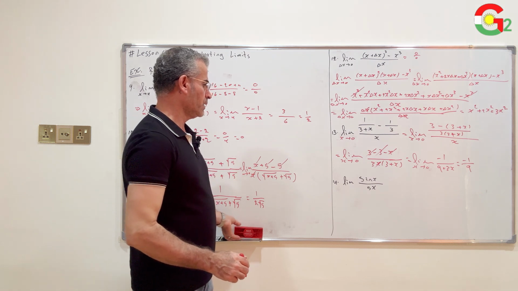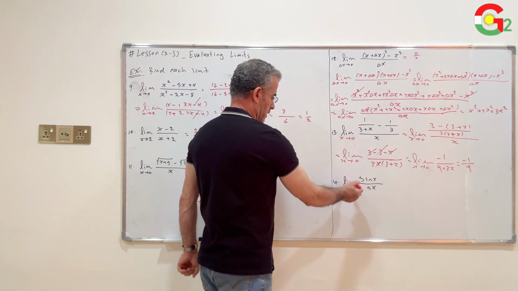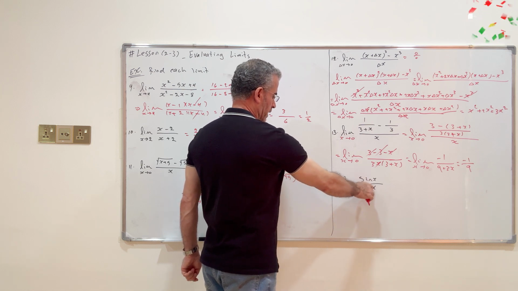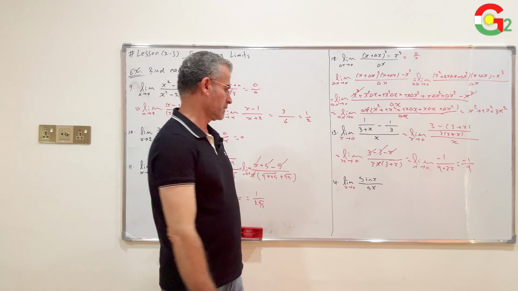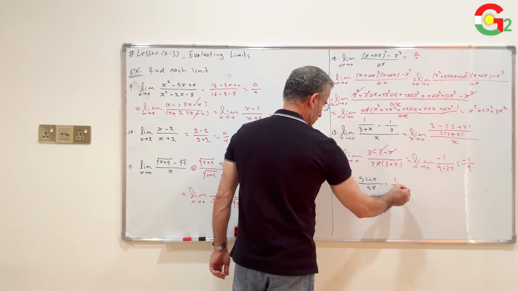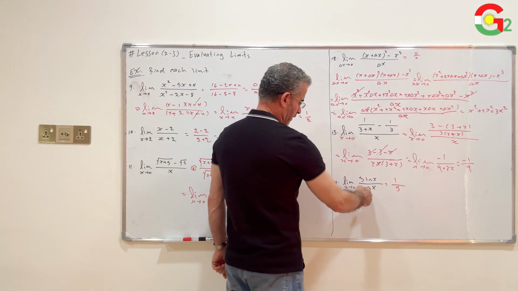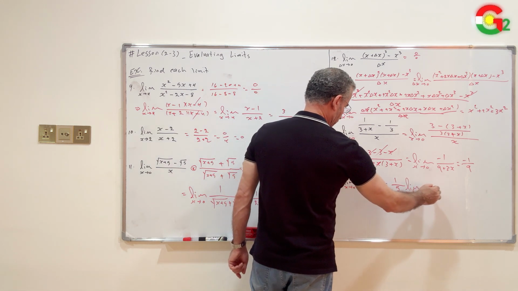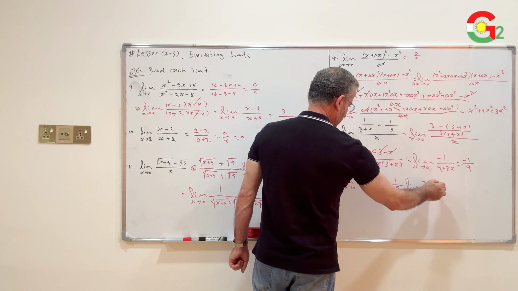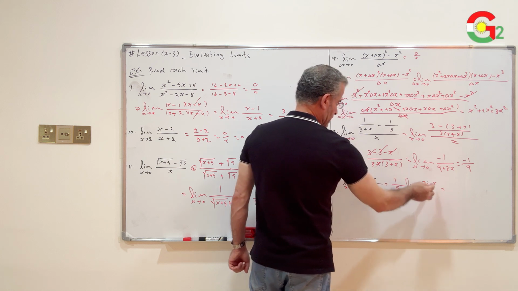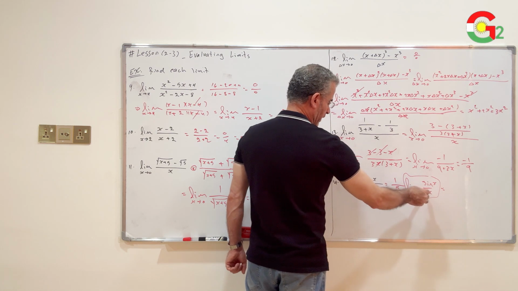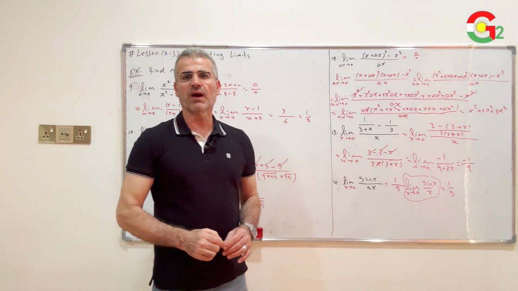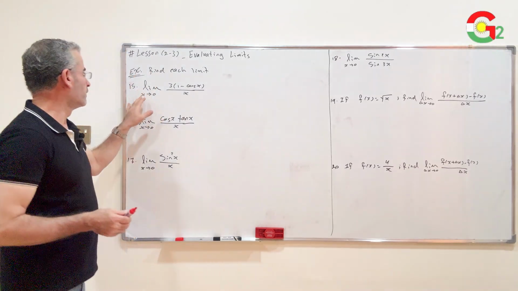Question number 14. Find the limit when x approaches 0 for sine x over 5x. Take the 5 in the denominator outside of the limit. It will be the limit as x approaches 0 for sine x over x. Since the limit of sine x over x when x approaches 0 is 1, then the answer is 1 over 5.